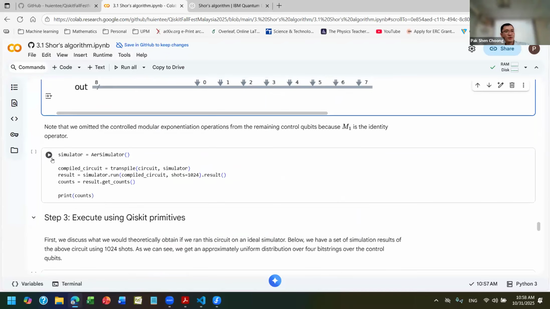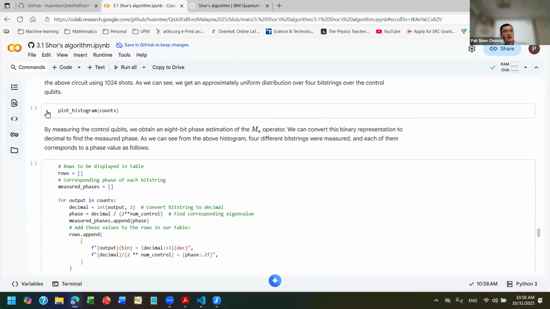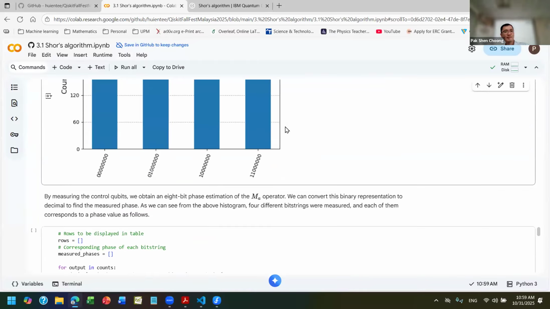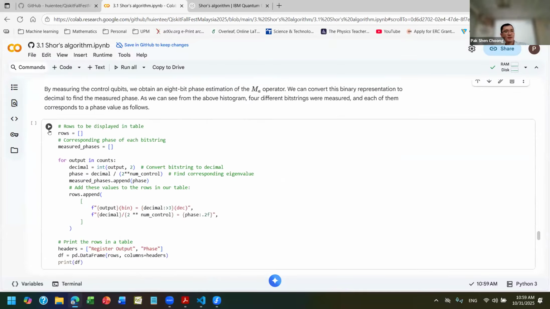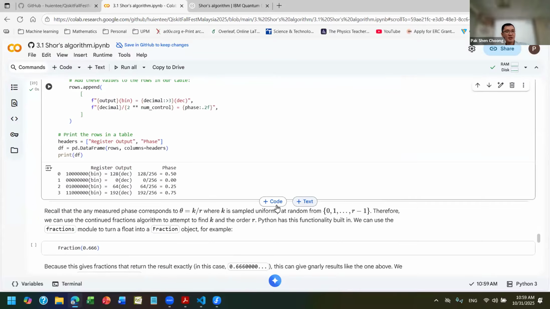So then you try to do the simulator. And over here, they will calculate out the measurements. Then if you want to, you can plot the histogram. So over here, I think is the part that I did not mention.